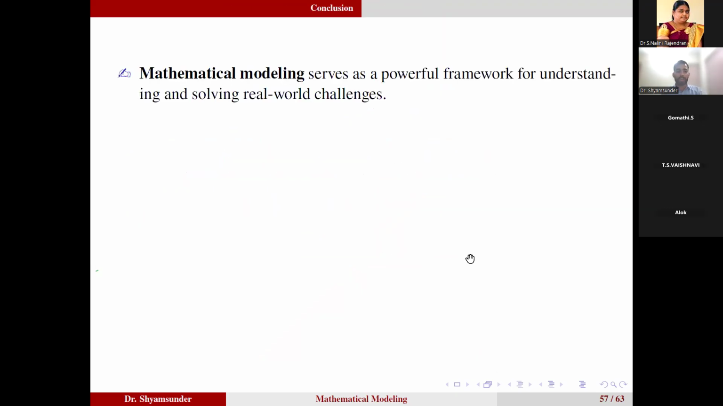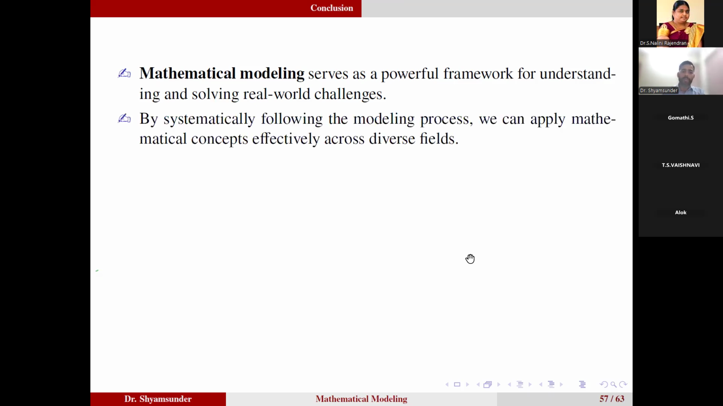The conclusion of this talk: mathematical modeling serves as a powerful framework for understanding and solving real problems. We saw the epidemic model, biomathematical model, supply chain model, and growth models. By systematically following the modeling process, we can apply mathematical concepts effectively across diverse fields like chemistry, physics, engineering, economics, social science, and others.